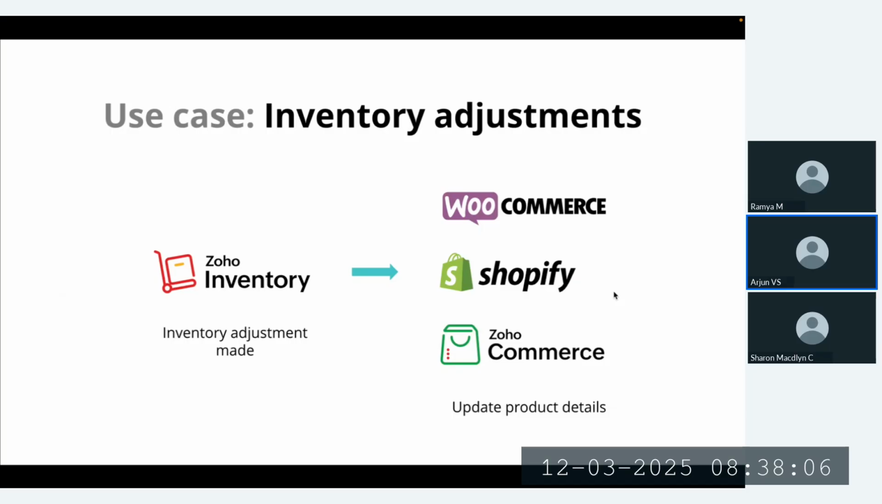It's a very simple workflow. The trigger should be inventory adjustment made in Zoho Inventory, and the action should be update product details in any of these e-commerce apps. So whenever an adjustment is made, all the details, including the stock count, the prices, descriptions, or whatever that may be, will get updated in your e-commerce app.